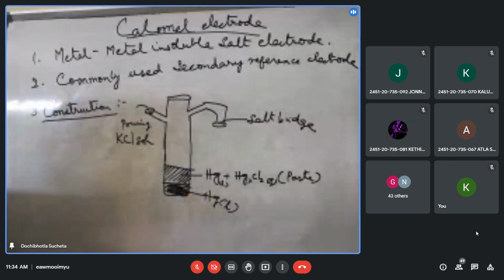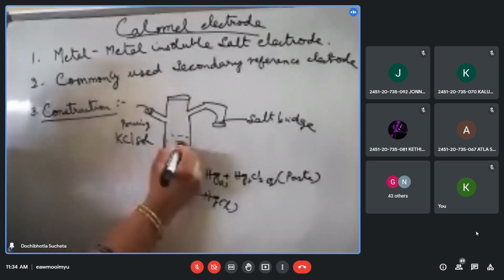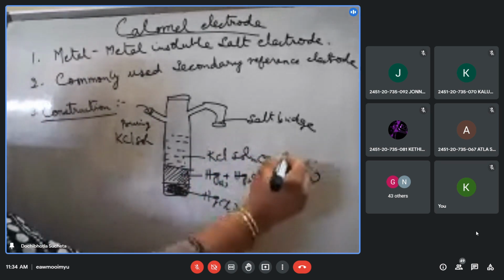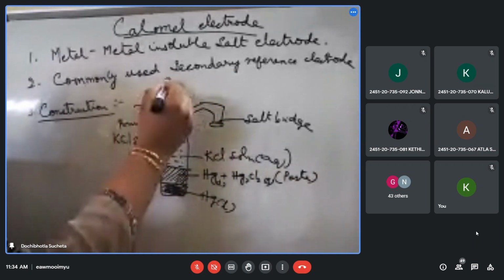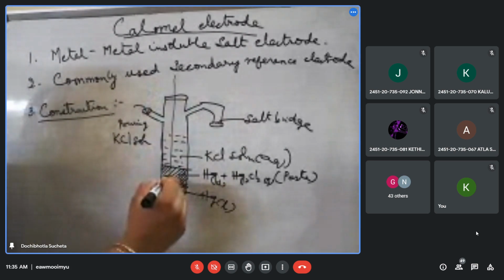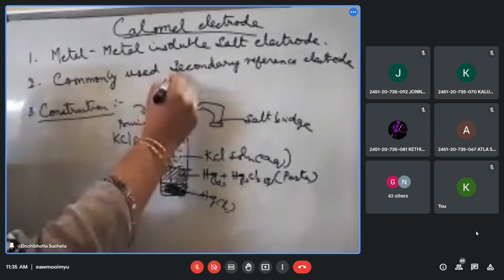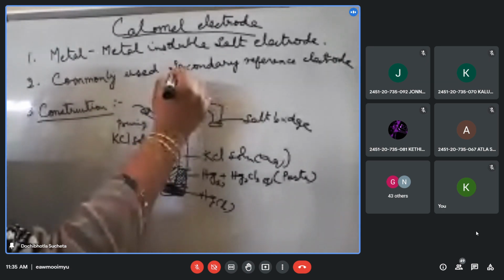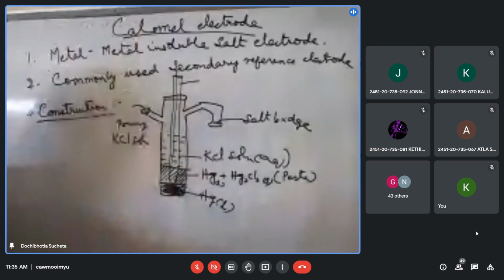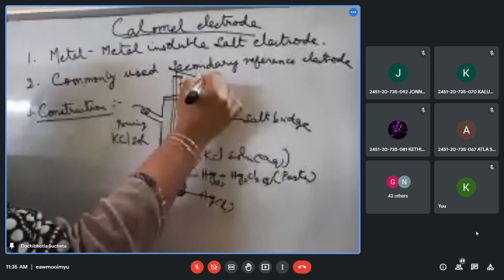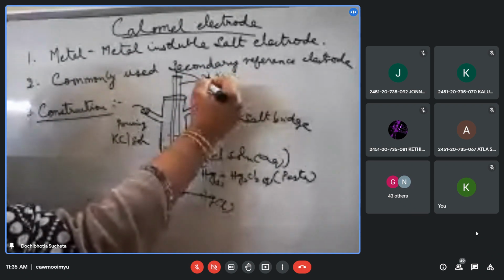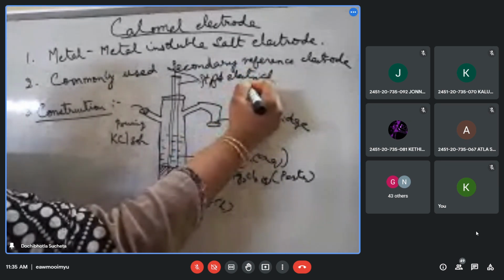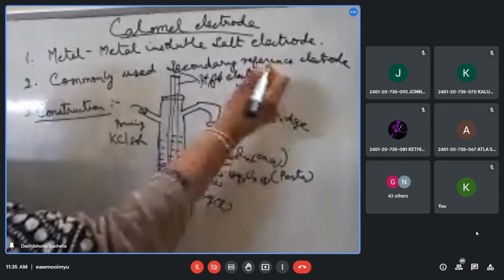And on that, the KCl solution is poured in. So aqueous KCl solution is poured on that. For electrical connectivity, I'll take a wire, which is fitted into a thin long glass structure in which I have a platinum wire, or sometimes any inert one, for electrical connectivity. And that's the construction of the calomel electrode.